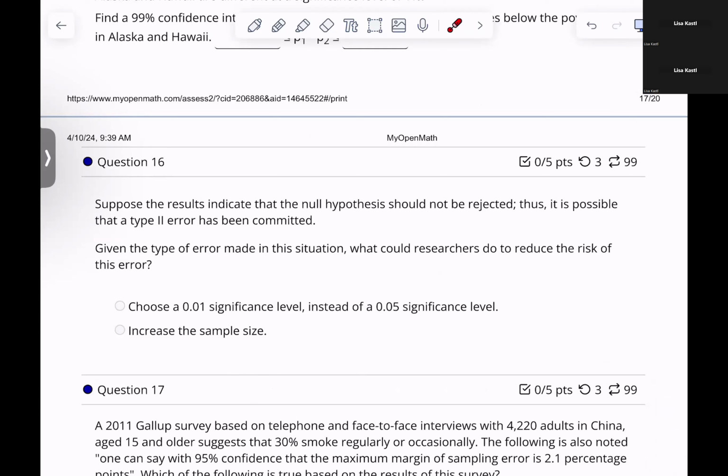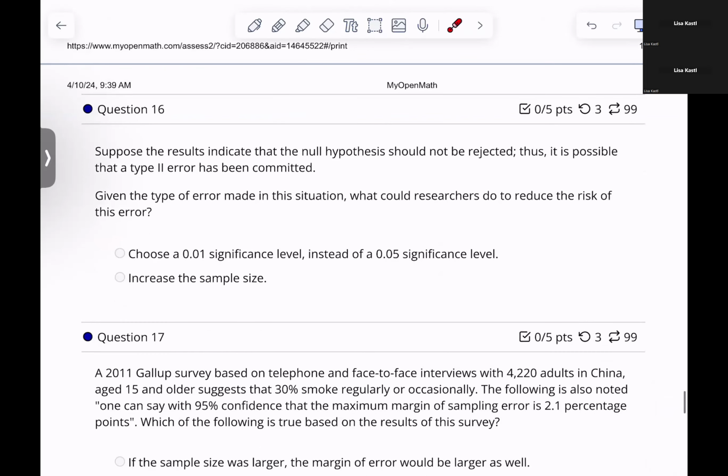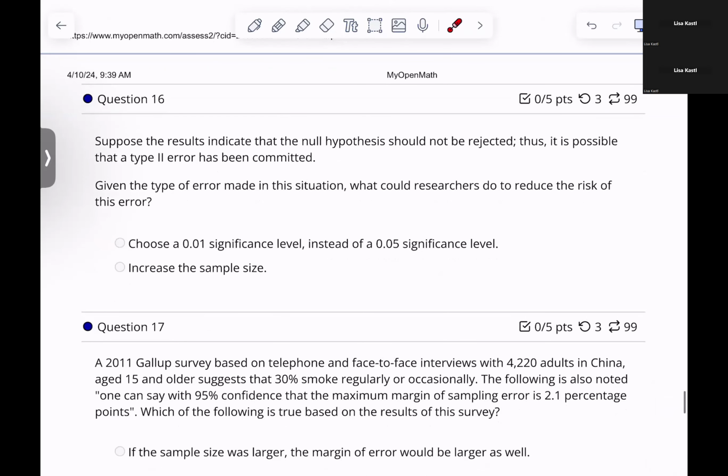Okay, so 16. Suppose the results indicate that the null hypothesis should not be rejected. Thus, it is possible that you get a type 2 error. Given the type of error made in this situation, what would you do? Increase the sample size.